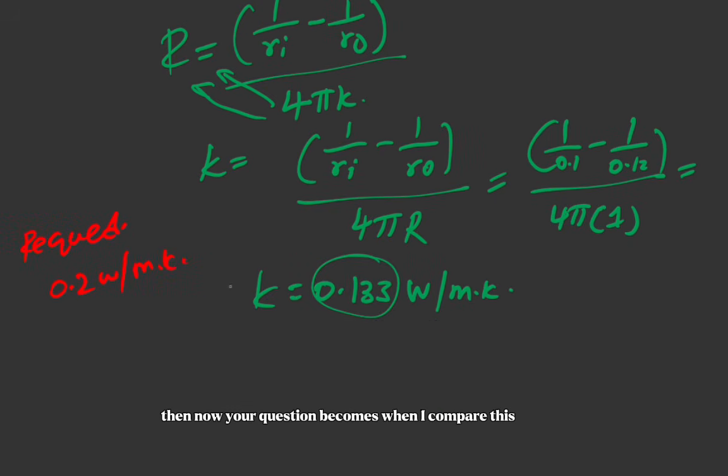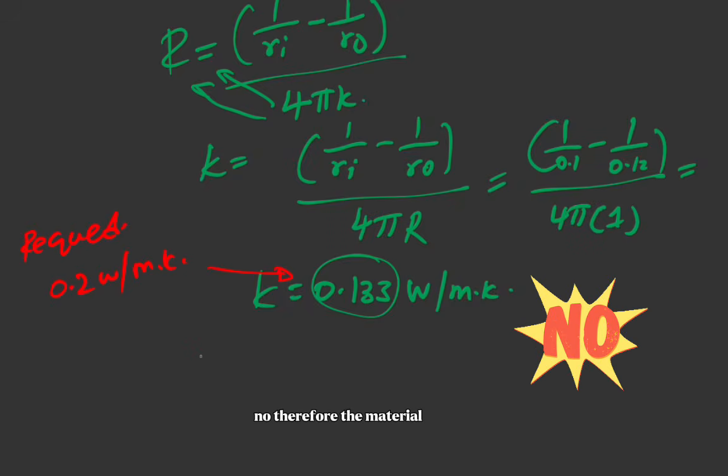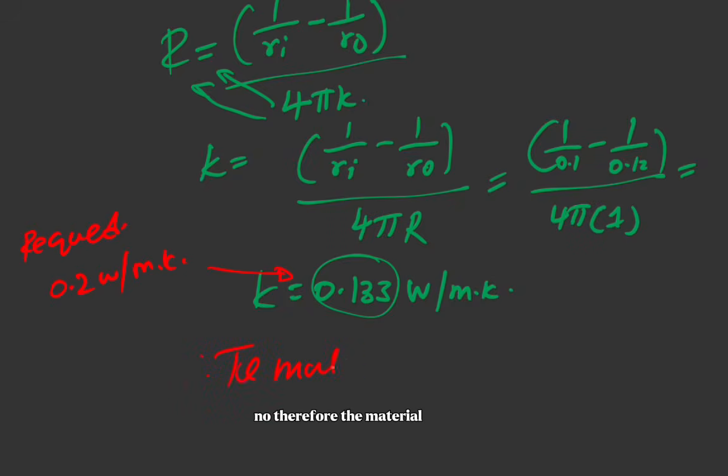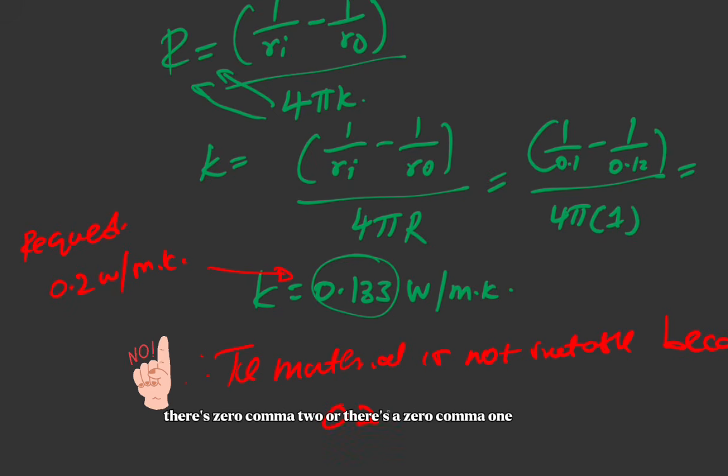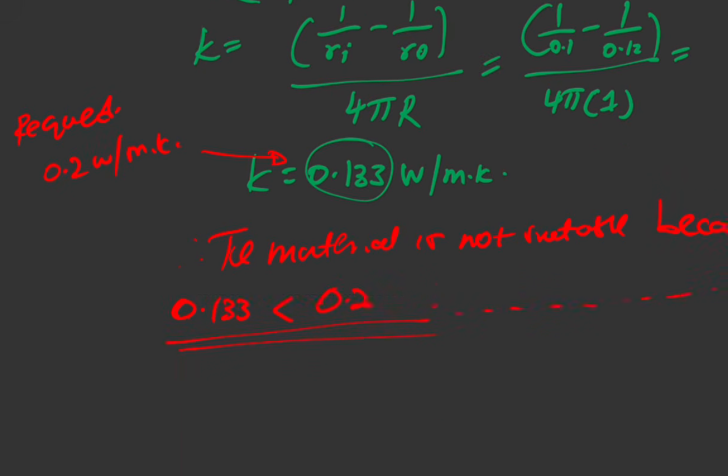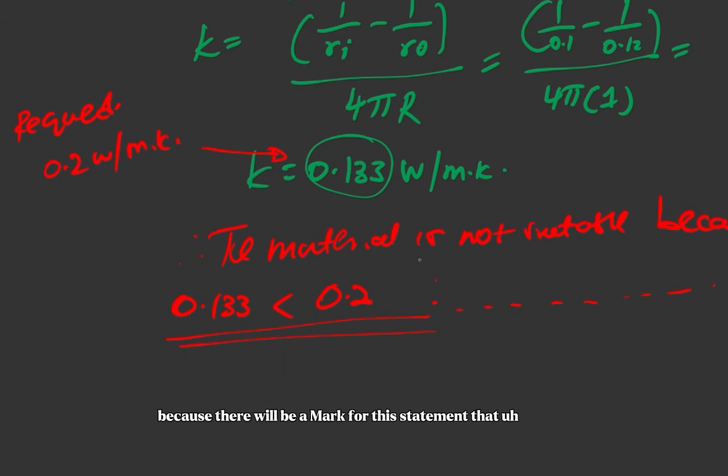Then now your question becomes, when I compare this, does it meet the spec by the engineers? No. Therefore, the material is not suitable because the 0.133 is less than the 0.2. And then you can write even your other creative reasons for that. All right? Because there will be a mark for this statement that shows your engineering judgment.